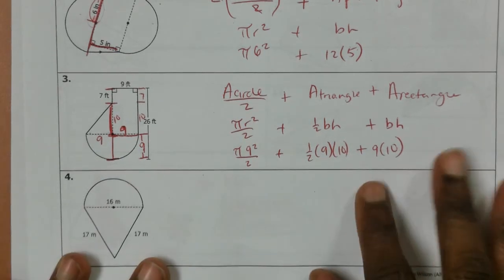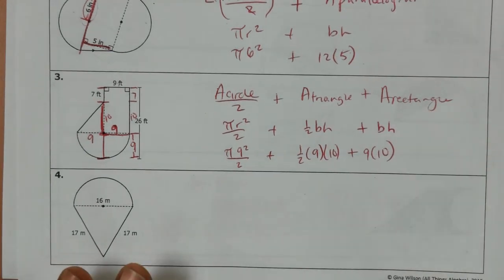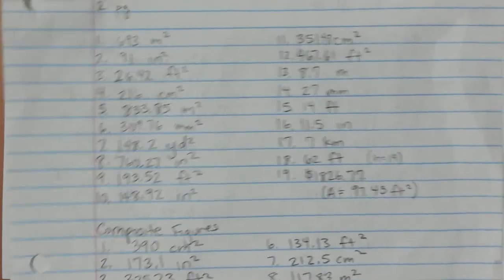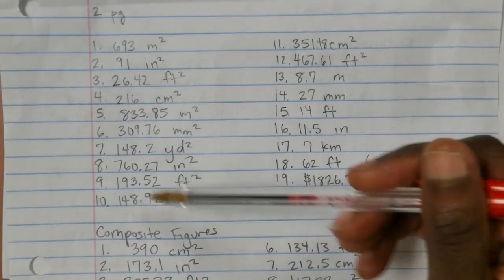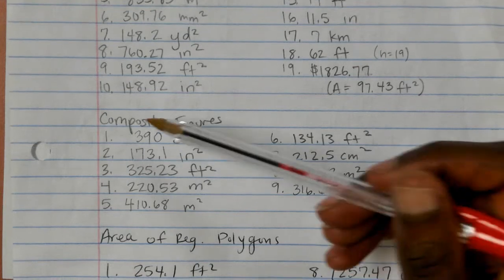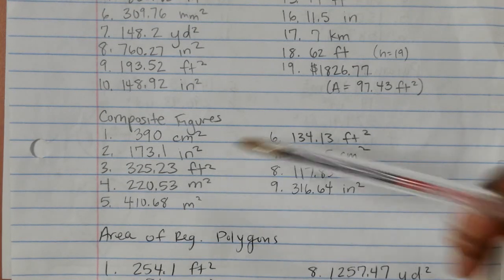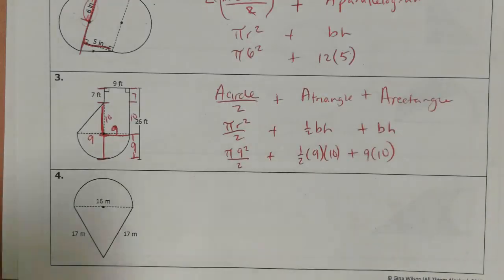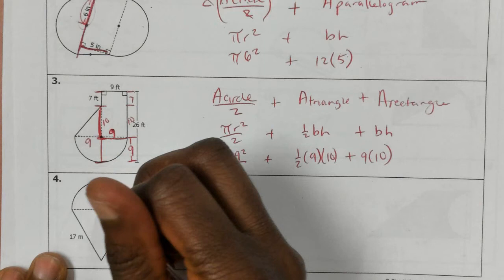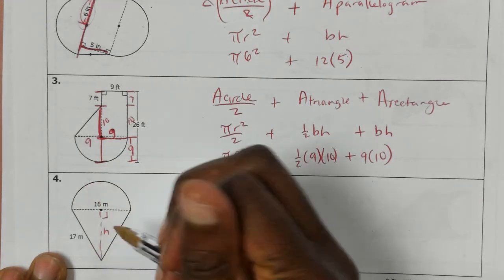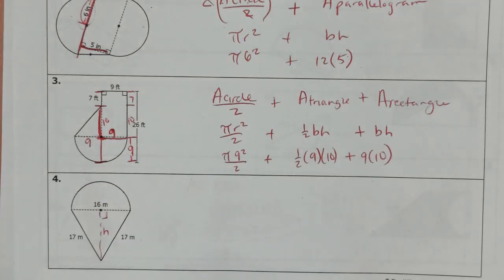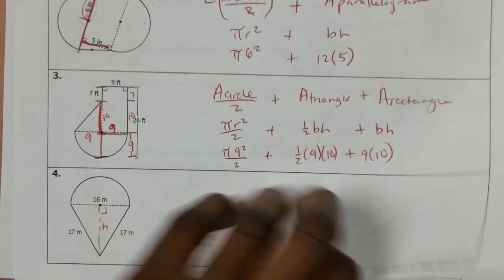And then you can solve it. I'm not going to do the algebra for you, but the answers, and I will flash the answers so you can just see them. So this is for the first page. This is for the composite figures that we're doing now. So these are the answers for 3 and 4, 2 and 3. Okay, and then 4, the hint is you're going to have to use Pythagorean theorem to find the height. You do need the height for the area of the triangle. Okay, but I'll let you try that.